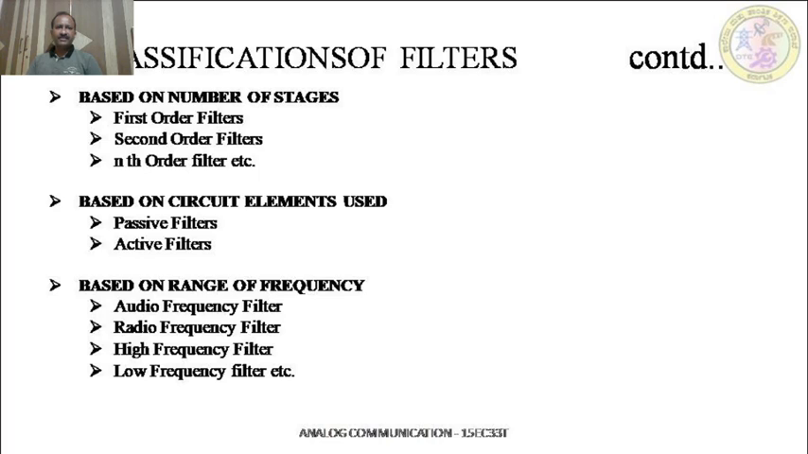The meaning of number of stages is that in some applications, using a single filter, it is not possible to achieve our required goal. In that situation, you connect the output of one filter to the next filter, and that to the next stage. Using only one stage is called a first order filter. Using two filters is called a second order filter. Connecting three filters in series is called a third order filter. Like that you can go up to nth order. That means based on the number of stages, you can classify filters as first order, second order, third order, fourth order, up to nth order filter.